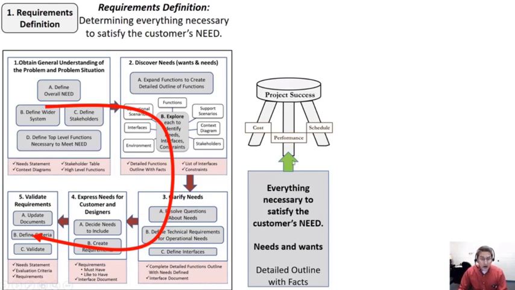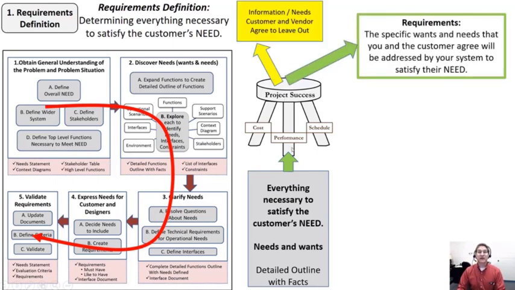So what we do is we look at all the things the customer wanted, and we say, okay, what can we deliver in the time that we have and the cost budget that we have? Are there some of these wants and needs that we can't deliver with these other constraints? So based on that and conversations with the customer, we determine the specific wants and needs that will be addressed by our system. Those are requirements. The other items are things we agree with the customer are going to be left out.